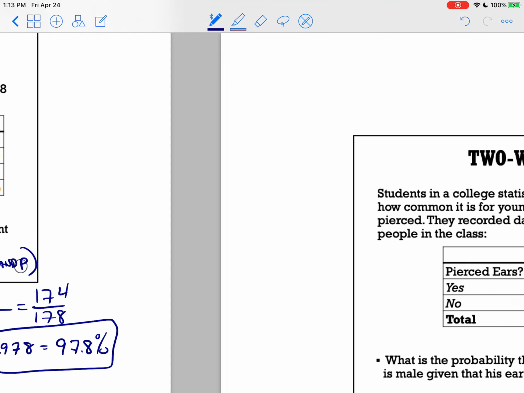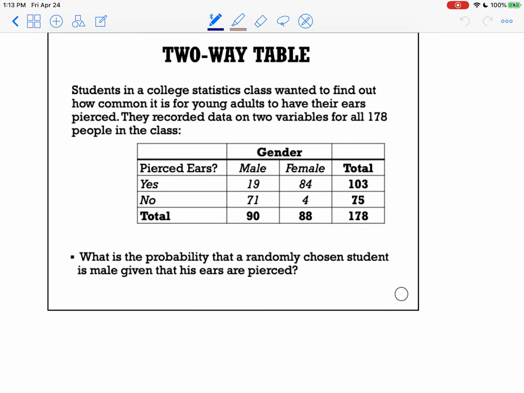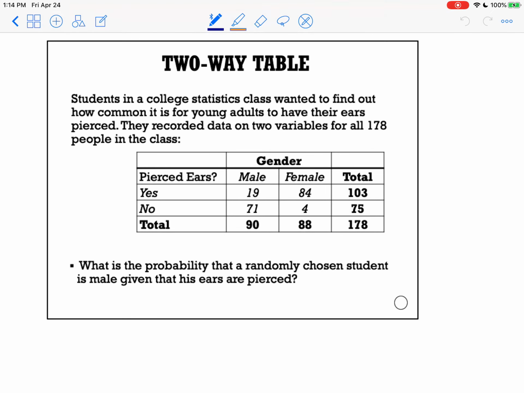So let's look at the same exact data, but do a different question. What is the probability that a randomly chosen student is male, given that his ears are pierced? Okay, so we already know that the student has their ear pierced. So people that have their ears pierced, this is now the total number of people that I'm choosing from. Because if it's given that the person has their ear pierced, then there's only 103 people in this class that fit that criteria. Out of that 103 people, how many of them are male?